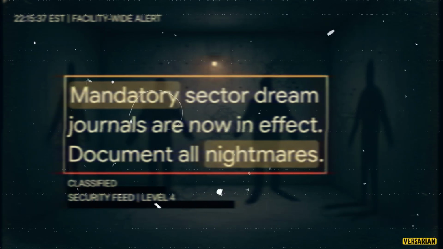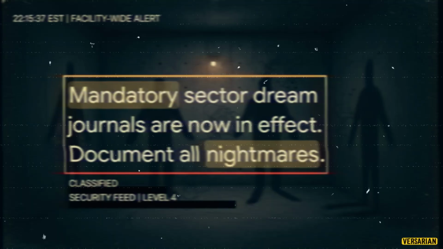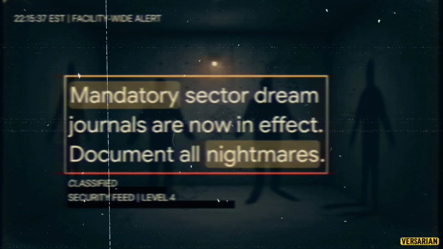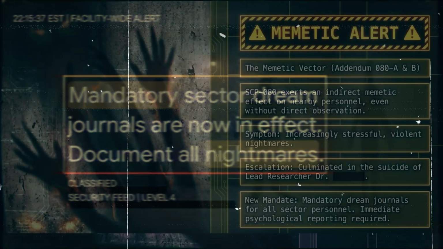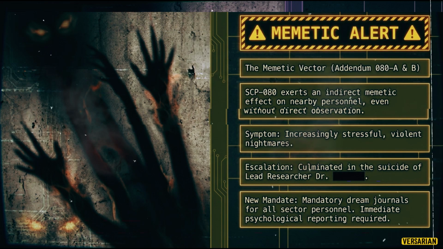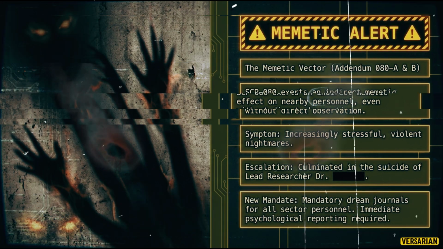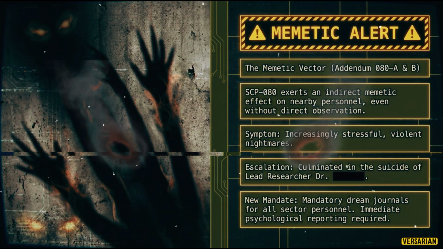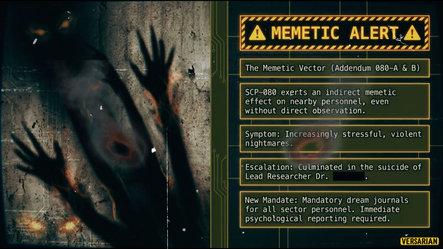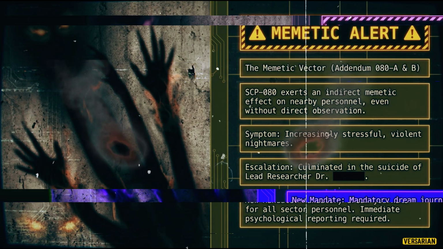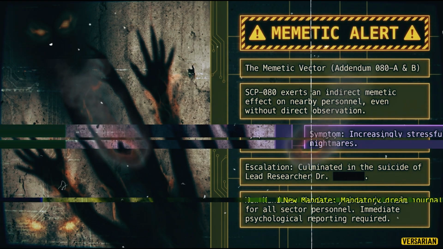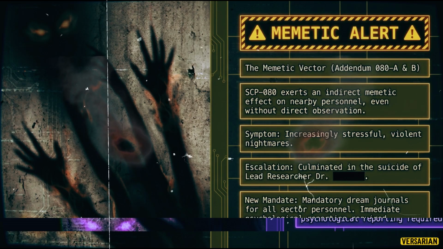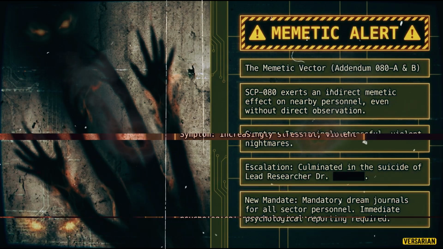Because of these escalating passive threats, I'm reminding all commanders right now, mandatory sector dream journals are in full effect. Every single member of your staff must meticulously document their nightmares. If those dreams start getting violent or nightmarish in nature, remand them to the psychologists immediately. Furthermore, if anyone on your staff claims they can't even see SCP-080, send them in for mandatory testing right away. They might be immune, or they might be completely compromised.